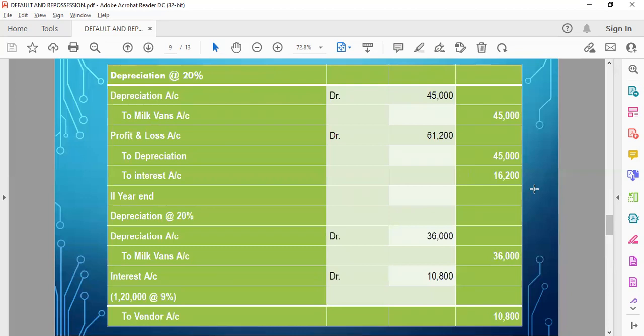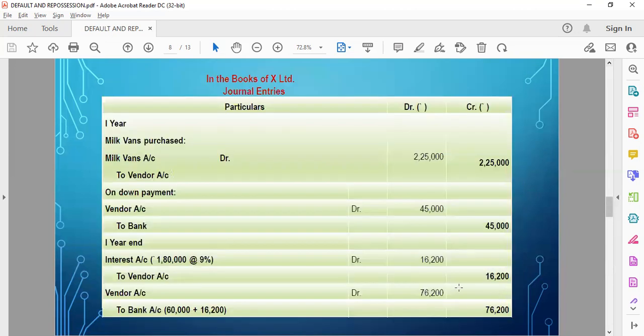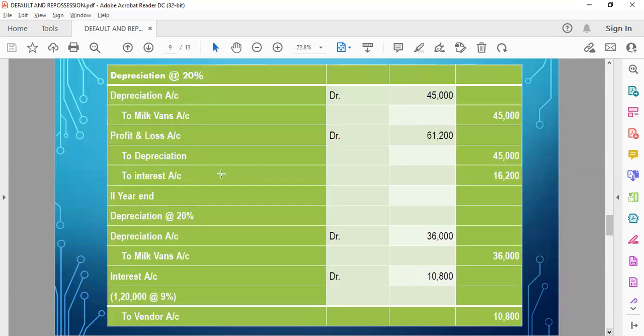48,000, by balance CD. Here we want to make one journal entry: Profit and loss account debit 61,200, to depreciation 45,000. Depreciation we have already calculated. Interest also we have calculated here, 16,200. Both amounts we should transfer to the profit and loss account.